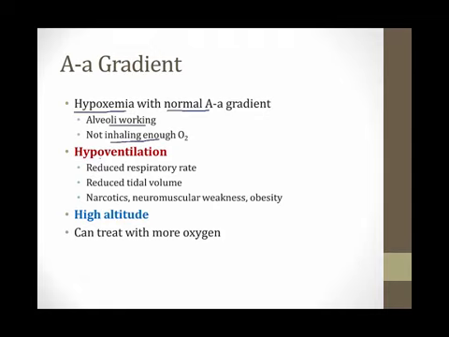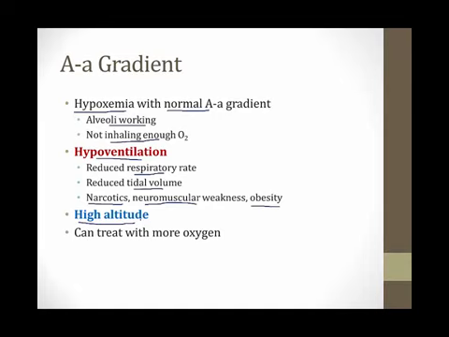So this can be seen with any form of hypoventilation. If there is a reduced respiratory rate or reduced tidal volume for any reason, that can lead to hypoxemia with a normal AA gradient. So things that can cause this are high dosages of narcotics, which can suppress the respiratory drive, neuromuscular weakness, which blunts the ability to take in a breath of air, or obesity. You can also see hypoxemia with a normal AA gradient at a high altitude. At very high altitude, there's a low partial pressure of oxygen, so even though the alveoli are working, it can lead to hypoxemia despite a normal AA gradient.